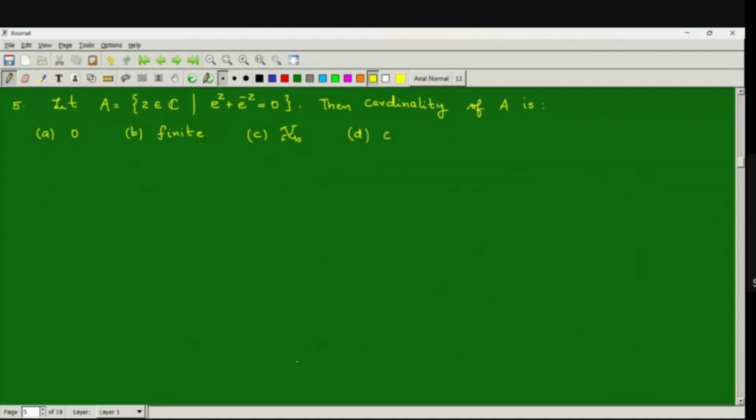Okay, now this is also an easy question. A set A is given to be the zeros of this equation. Now find the cardinality of A. That is whether it is 0, means this equation is never going to be 0, or whether it is having finitely many roots, countably many roots, or uncountably many roots. This is the question. Think about 30 seconds, then answer.